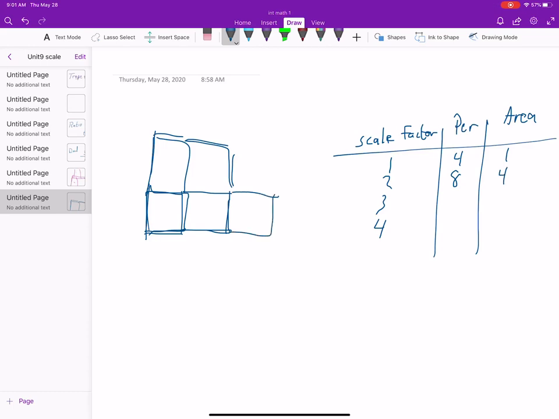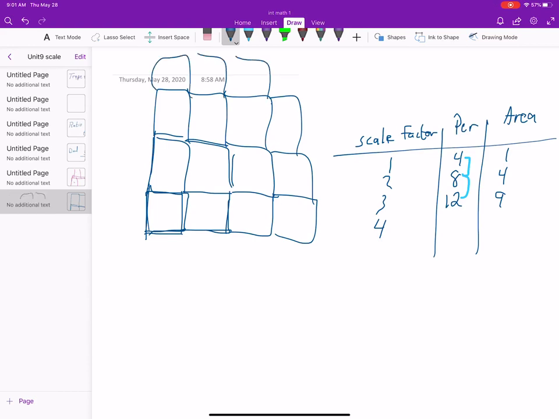Now if I go 3 out, and this is what the GeoGebra document did, now I have 1, 2, 3, 4, 5, 6, 7, 8, 9, 10, 11, 12, and the perimeter is 12. So we can see that the perimeter appears to be going up by 4s. So does that mean this next one is going to be 16? Well, it is, because 1, 2, 3, 4, 5, 6, 7, 8, 9, 10, 11, 12, 13, 14, 15, 16 all the way around. Right, going up by 4s.